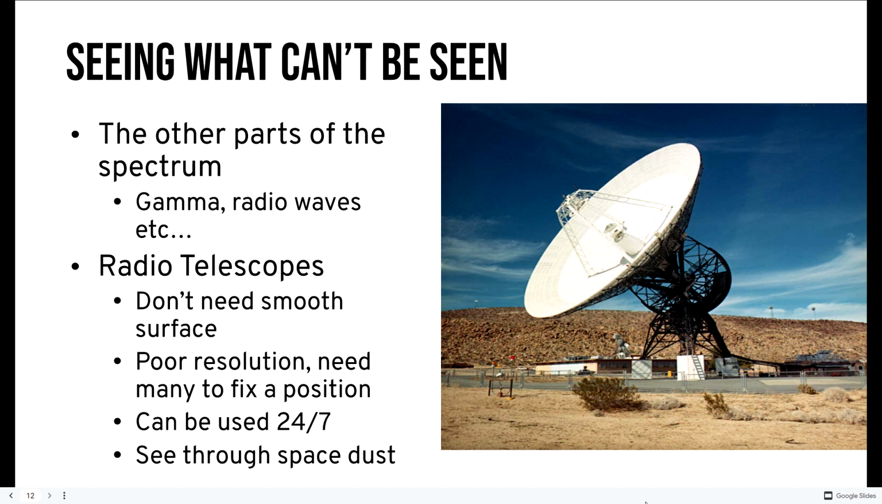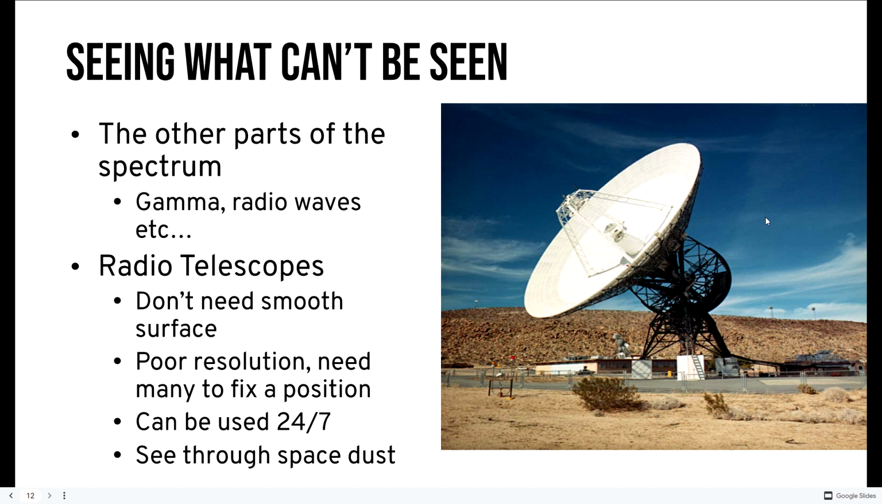The other good thing about these is they can see through space dust. If we have clouds of space dust floating around, a regular telescope is going to be blocked by that, because remember that light doesn't travel through particles, through solid objects. So if you have a cloud of dust, it's going to block out a lot of that light. The radio telescope doesn't have that issue.